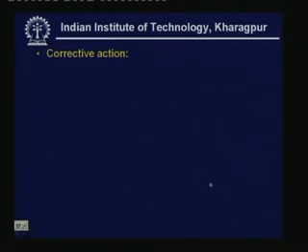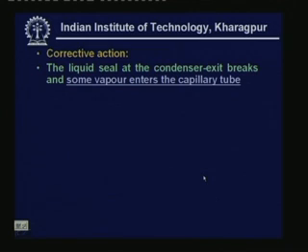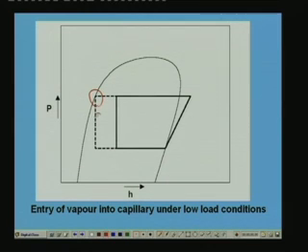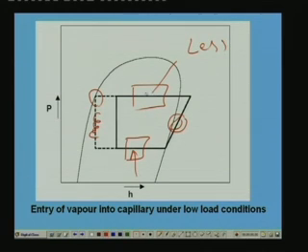Now, what is the corrective action under reduced load? Under reduced load, the liquid seal at the condenser exit breaks and some vapor enters the capillary tube. Originally, under design condition, this was the entry point to the capillary, because you have the capillary here, evaporator here, compressor here and condenser here. But now under the reduced load, more refrigerant gets accumulated here, so there will be less refrigerant in the condenser.